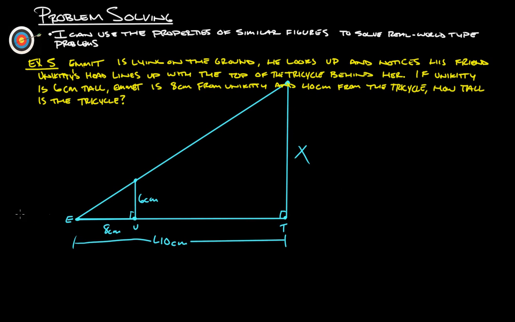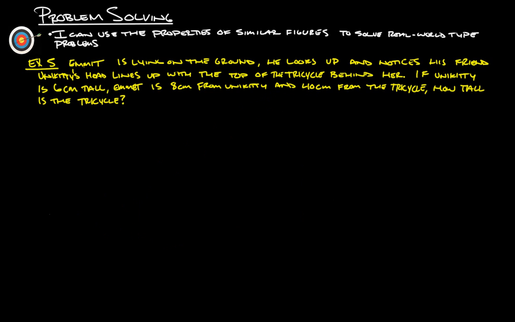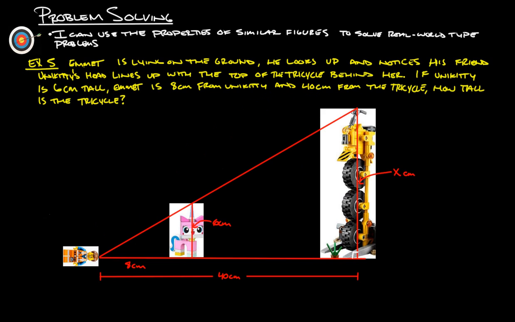Now just for a little bit of fun, I actually went through and drew this same figure out with a little bit of help from the internet to get some pictures of all these things. So it's the same thing that we just had set up. Now we're just going to try to figure out what this is here. Let's call this E, U for Unikitty, T for the bottom of the tricycle, and A and B.